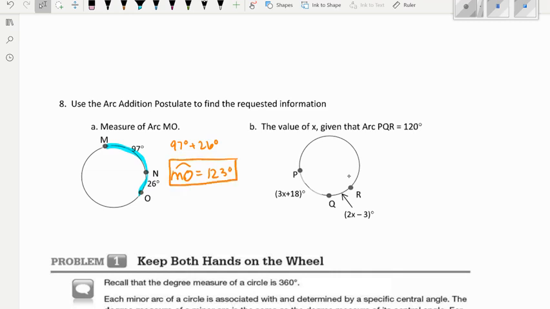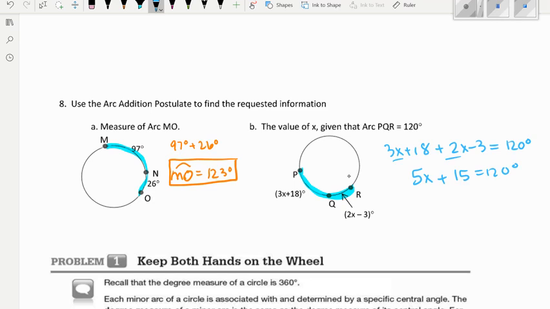That's important. For the next one, we want to find the value of x, given that this arc PQR, so from here to here, is 120 degrees. So we know that's 3x plus 18, add that to 2x minus 3, and that should be equal to 120 degrees. So we're going to combine our like terms. So we get 5x plus 15 equals 120 degrees.